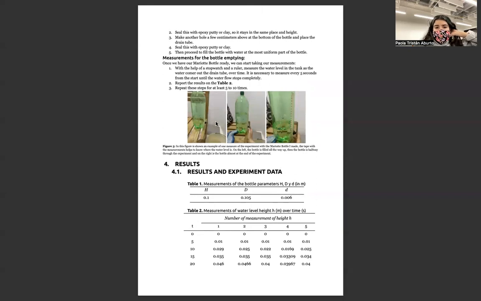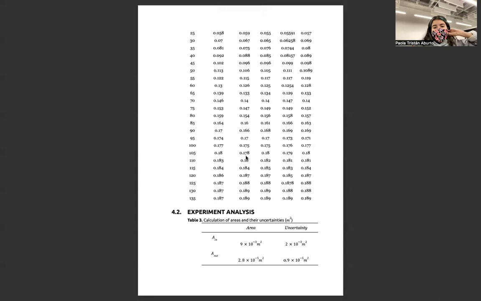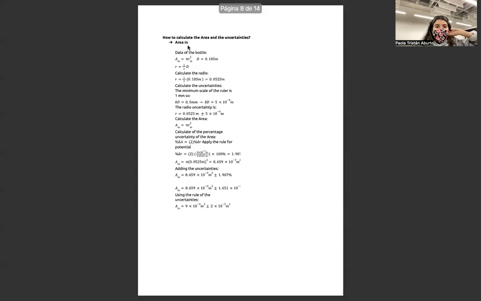Then we have some measurements that were taken. These were taken every 5 seconds with the help of a ruler. After this, we have to report our data in these tables. The first one is the measurements of the bottle. The second one is the measurements of the water level, that were 5 measurements. And with these, we can calculate the areas. So the procedure to make the calculation of the areas is the following.